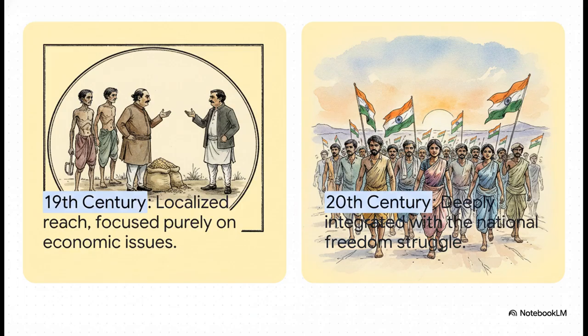The 19th century movements were incredibly brave, but their territorial reach was super localized. They focused purely on immediate economic issues, maybe a specific oppressive landlord or a fraudulent planter. The massive gap here is that colonialism itself wasn't the target yet. They lacked a broader anti-colonial ideology and didn't really possess a conception of an alternative society. But actually, this sets the stage perfectly for the massive shift we're about to see in the 1900s, where movements become deeply integrated with a national freedom struggle.